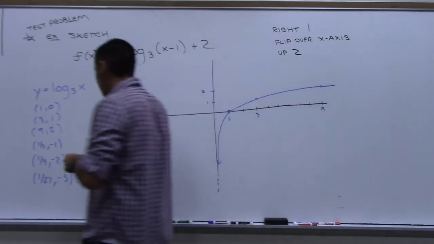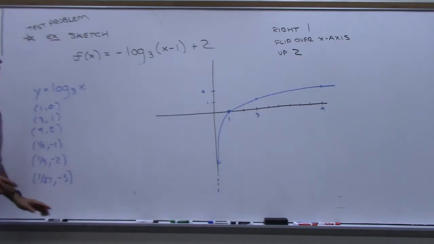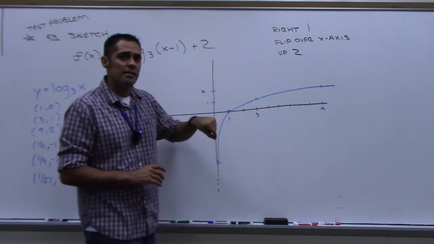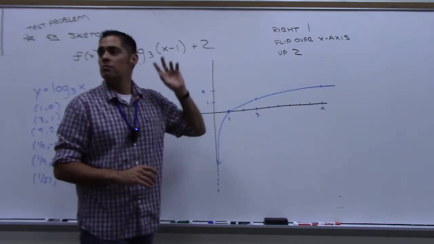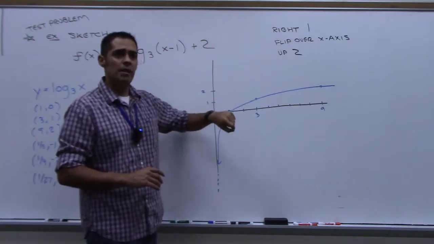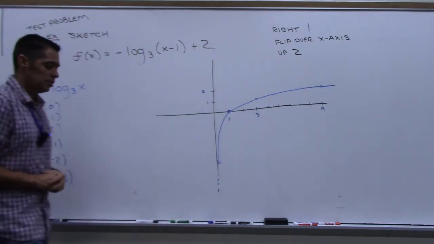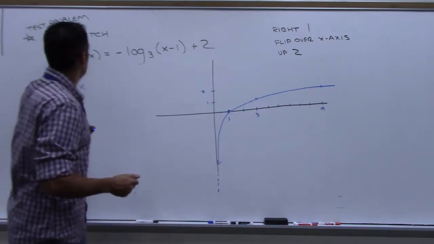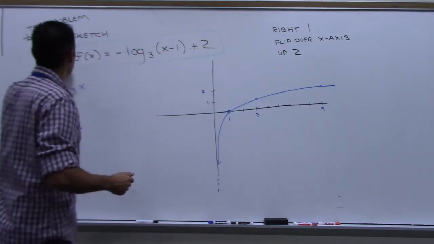So to get a graph of this function, we're going to take that blue, we're going to move every point to the right one, we're going to flip that point over the x-axis, and we're going to move it up 2. Right 1, flip over x-axis, up 2. Y'all ready to see that happen? Okay, I'll do this. My final answer here will be in green.